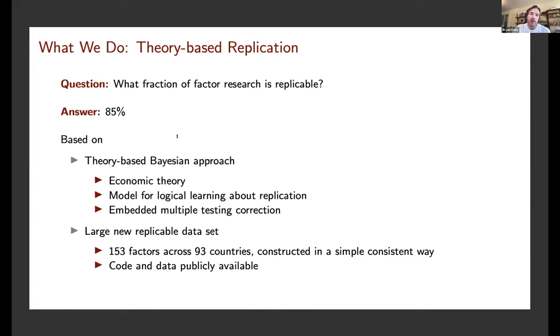It's also a benefit of looking in the Bayesian framework that we're going to have some nice embedded multiple testing corrections. We're going to spend some time talking about that. Next, we're bringing a new data set to the table. We're going to look at 153 factors that we've built across 93 countries.